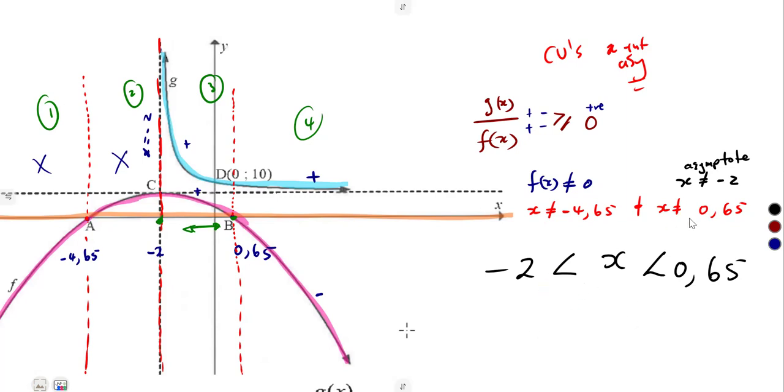At the same time, x cannot be equal to 0.65, as at 0.65, our f, the one in the denominator, will be equal to 0. So the fraction becomes undefined. So x cannot be equal to this. So this will be our final solution: x is greater than -2, but less than what? 0.65. Answer the question, guys.